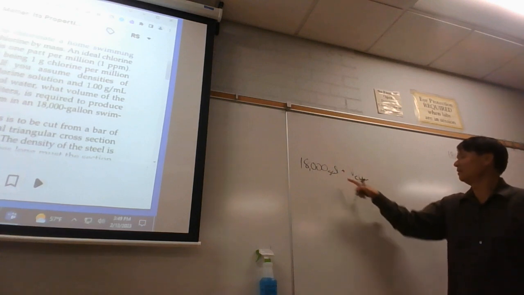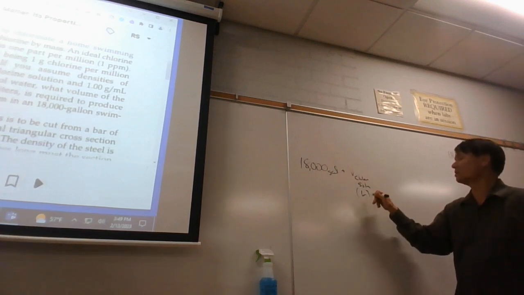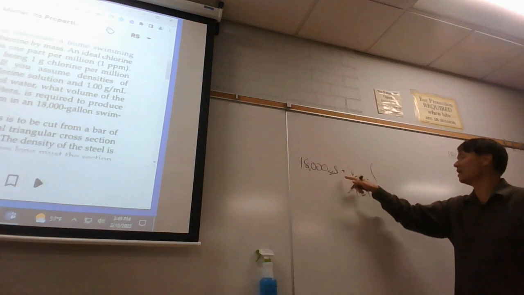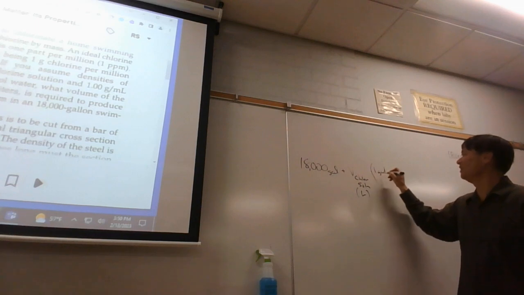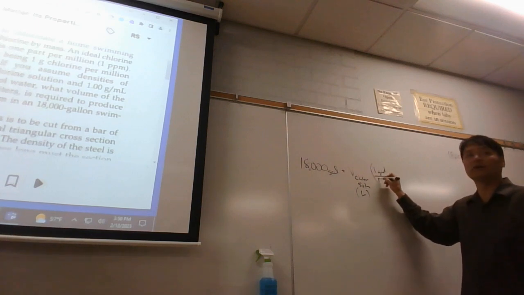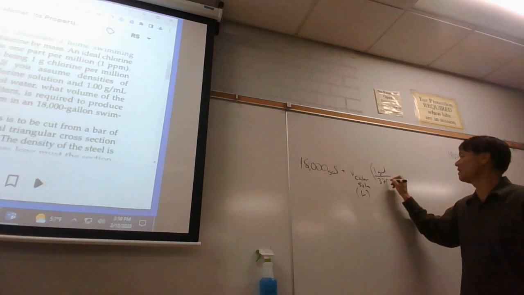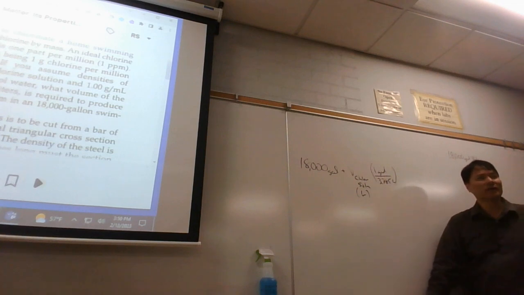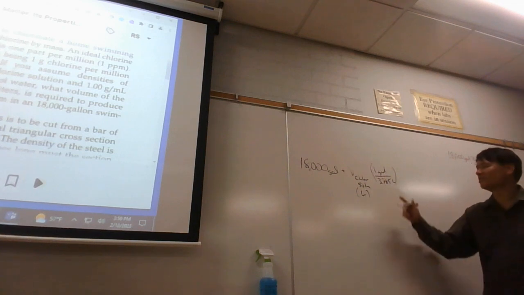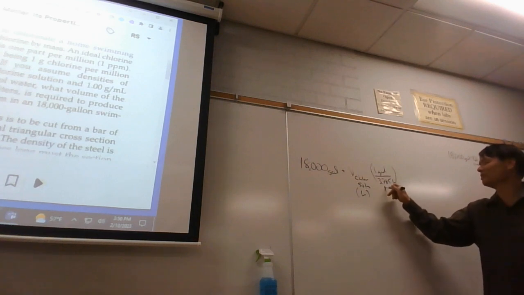And the units don't match. And so I need to convert from liters to gallons. Do you know the conversion factor for that? 1 gallon is equivalent to 3.785 liters. Now, is this by definition? Or in other words, is this exact? It turns out this is not exact. 3.785, that's to 4 sig figs.